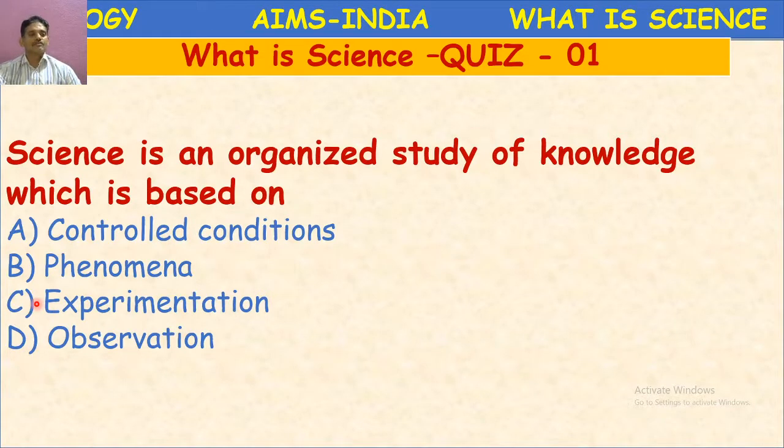Experimentation. Organized study of knowledge depends on experimentation. In order to conduct an experiment, you need to gather the information, you need to gather the equipment or requirements, then you can start the experiment. And experimentation is the proof.